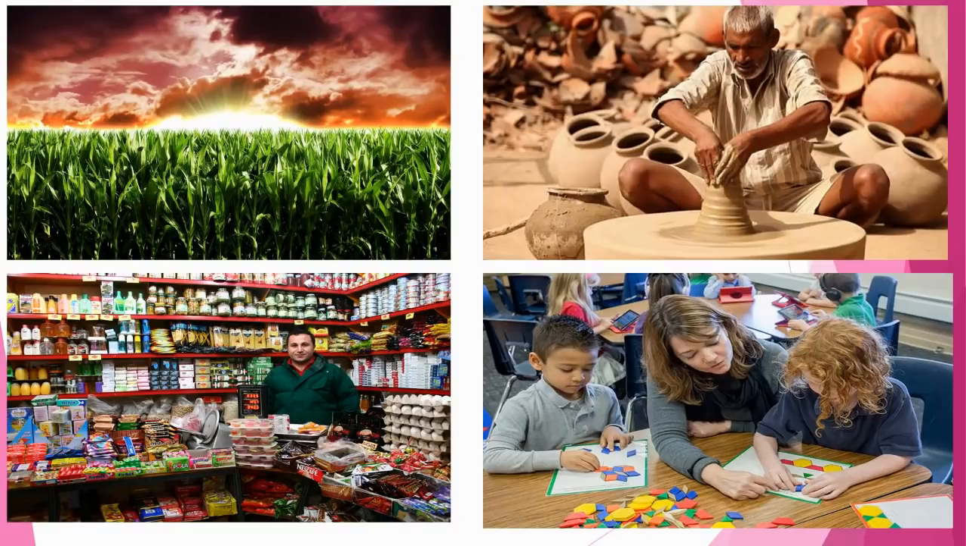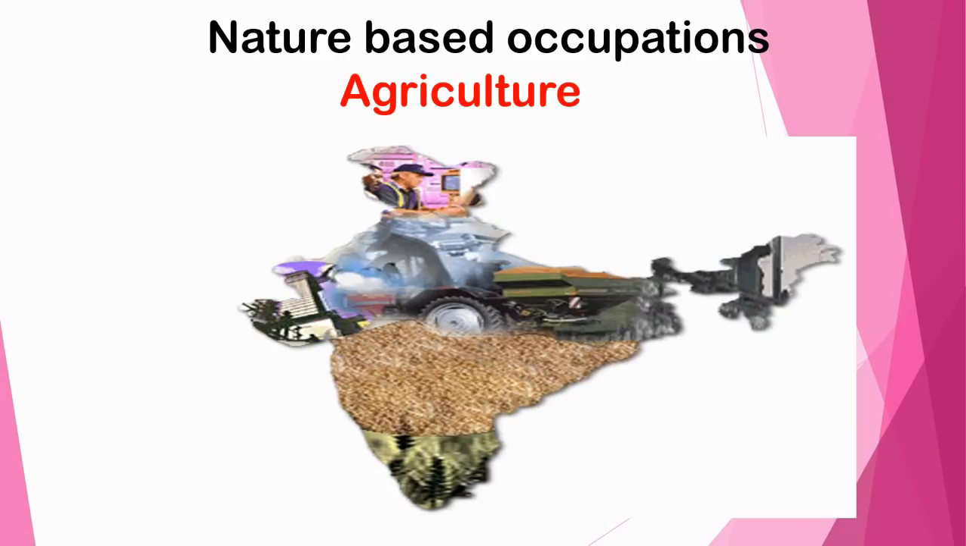Nature-based occupation, for example agriculture, fishing, etc. Then manufacture, for example making automobiles, making pots, making clothes. Then trade, for example selling farm products, shopkeeping. Then providing services, for example those given by a teacher, a doctor, a banker. Have you understood, students? Now let's see nature-based occupation.